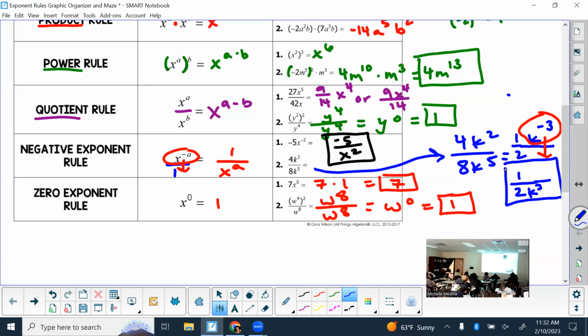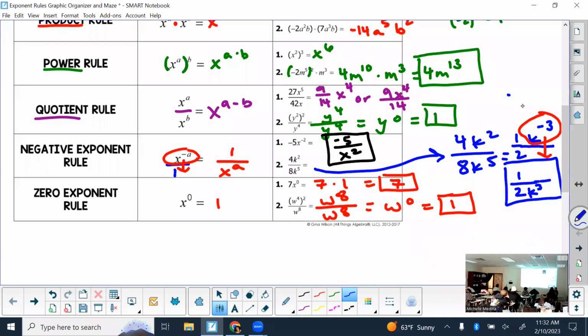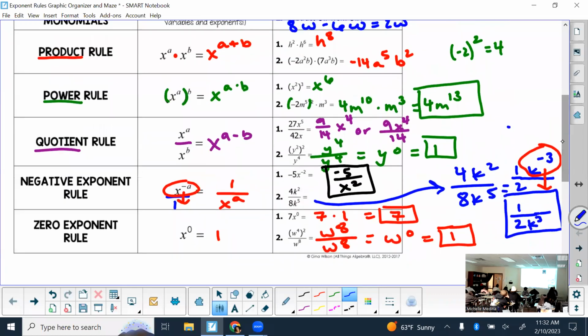So questions on our graphic organizer? All right, I think the examples are helpful. So I'll leave this up. Well, actually, I'll come back to this in case you missed something. But make sure that this is completely filled out, this will be for the next binder test.